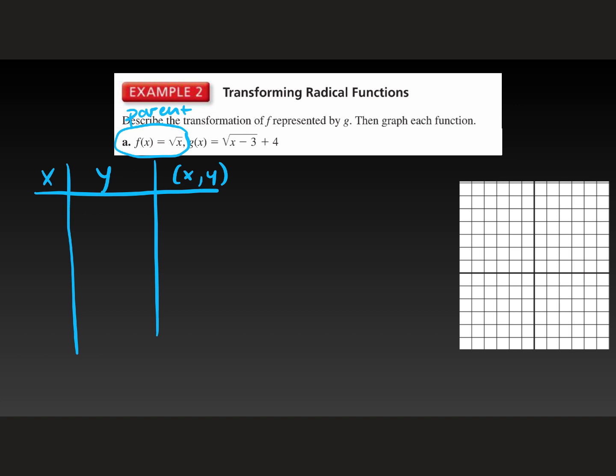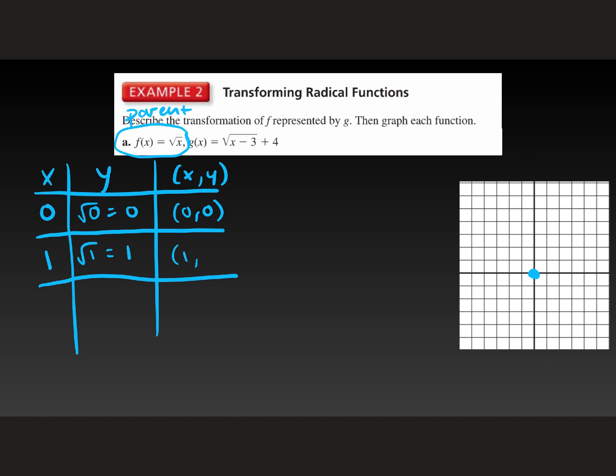What's a good number to plug in for x? 0. Can I have negative numbers when it's a square root? No. So let's plug in 0. What's the square root of 0? 0. So my first point would be 0, 0. What's another number I could plug in? Bless you. 1. We want to think of what perfect squares are here. What's the square root of 1? 1. I'm going to go to the right one and up one.